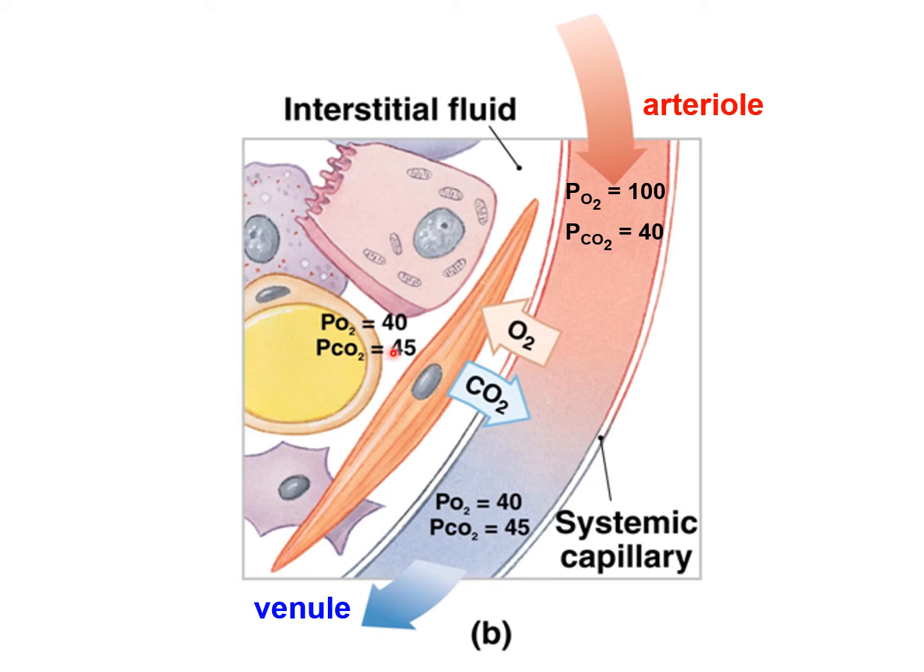So 45 for partial pressure of carbon dioxide in the tissues will then move into the blood where the partial pressure of carbon dioxide is 40. And the carbon dioxide will move across until it equilibrates with what's in the tissue. And then this deoxygenated blood will enter into the venules and then be returned to the right side of the heart.